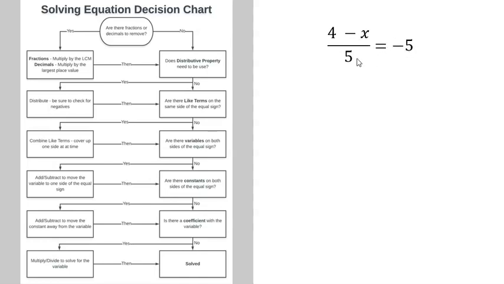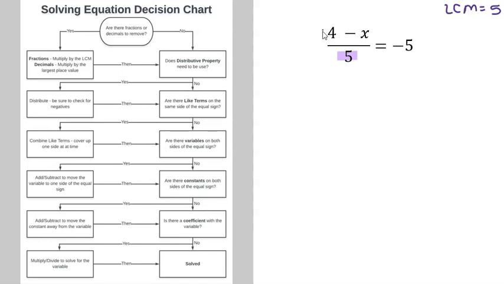All right, so once again we're going to use our solving equations decision chart. Are there fractions or decimals to be removed? Yes, definitely a fraction. So once again, I want to find the LCM. The good news is when you only have one denominator, as we do in this case, the LCM is that denominator. It's really nice when you've only got one or they're all the same, because then your LCM is just what you have there.